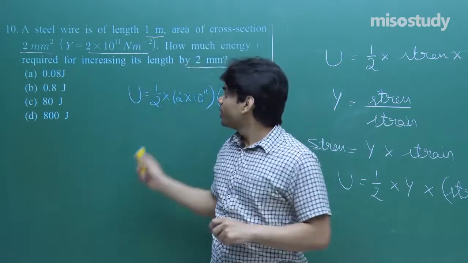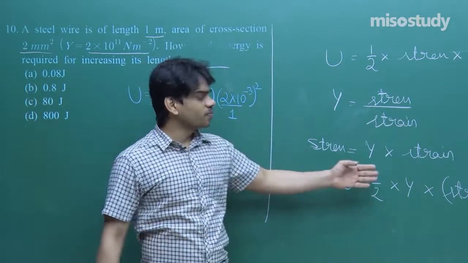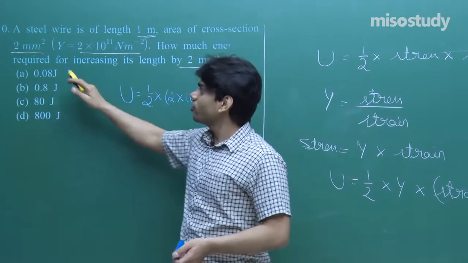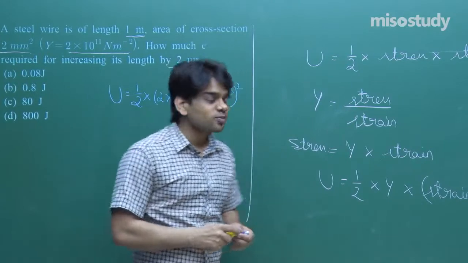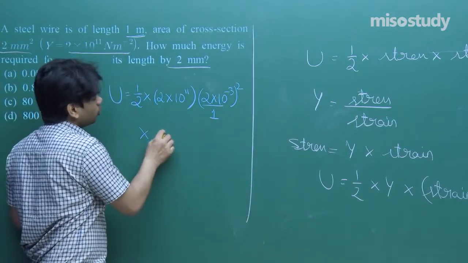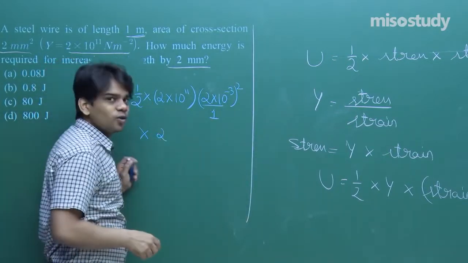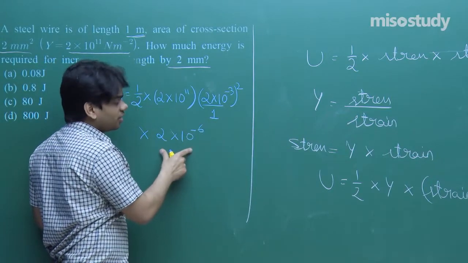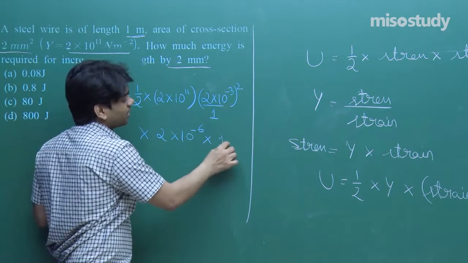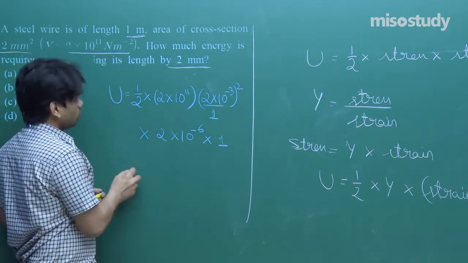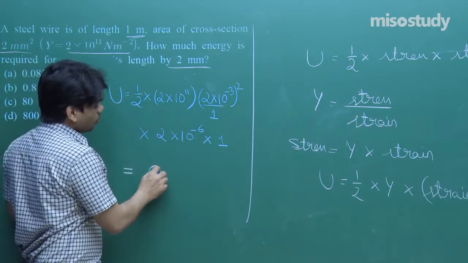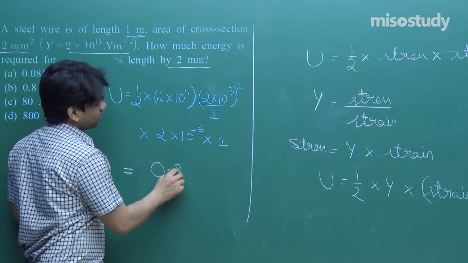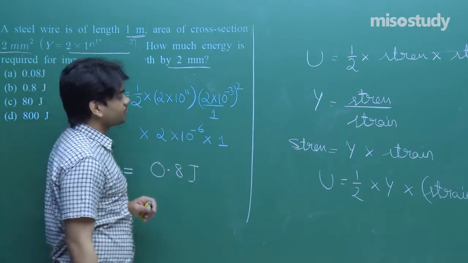Next, we have the volume. Length is given as 1 meter and its area of cross section is 2 square mm. So you multiply area into length. You write this as 2 into 10 to power minus 6, which gives the area in meter square, multiplied with length, that is 1. Now simply solve this and you will get 0.8 joules. This will be your answer.